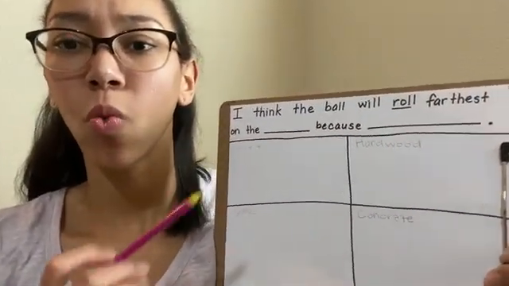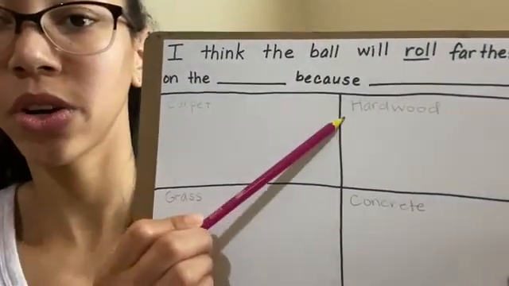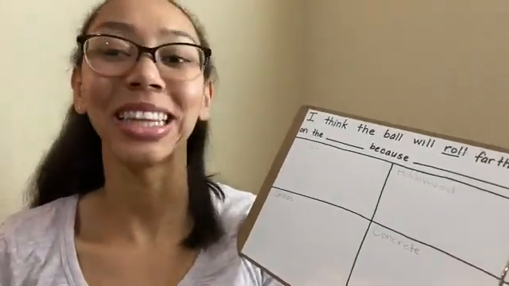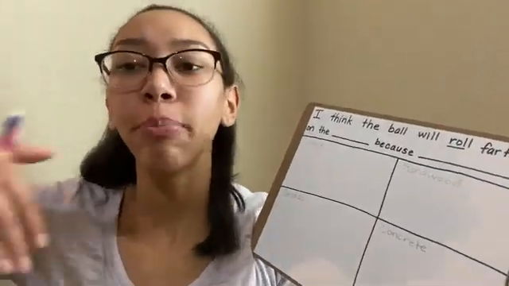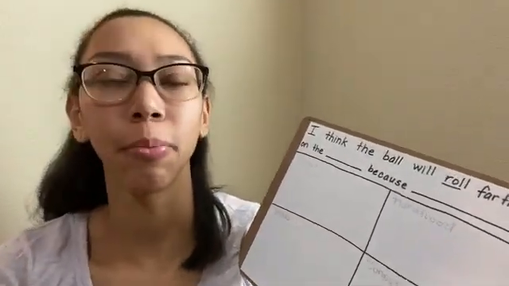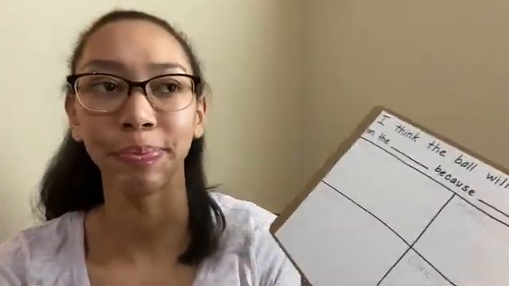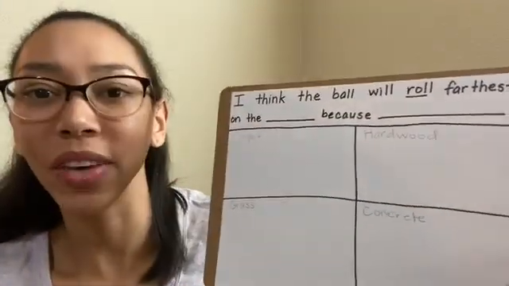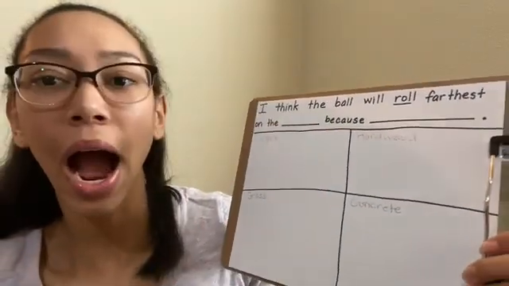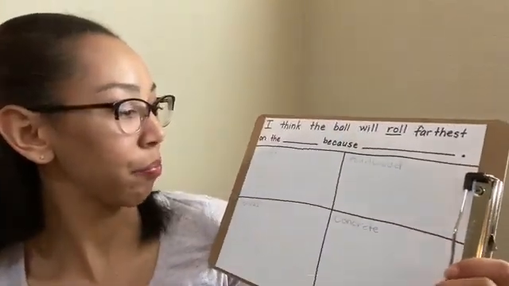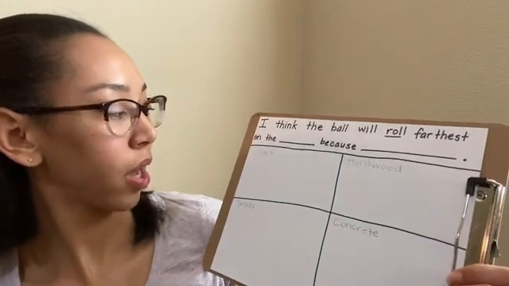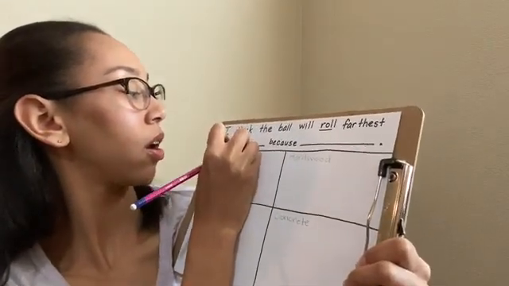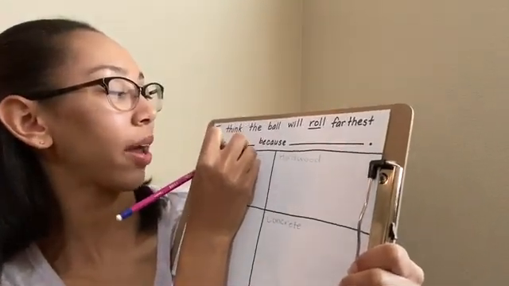So I'm gonna think, which type of ground, carpet, hardwood, grass, or concrete, do I think has the least amount of friction where my ball can keep rolling and it will not be slowed down very quickly? What do you think? Go ahead and fill in your hypothesis. I think it's going to be, I'm going to choose hardwood. So I'll write it in hardwood.